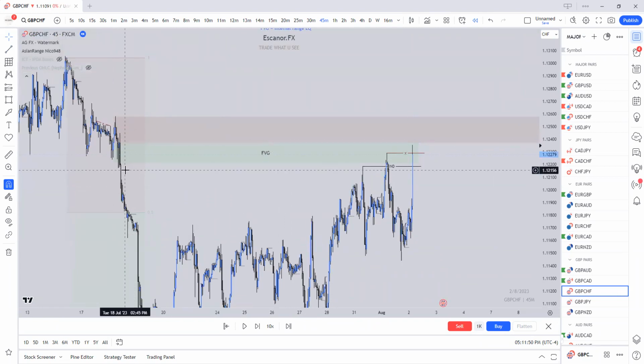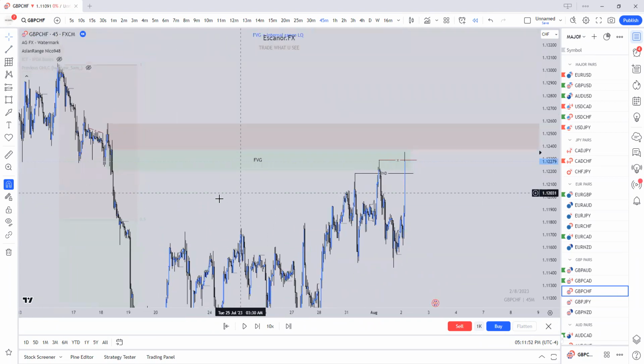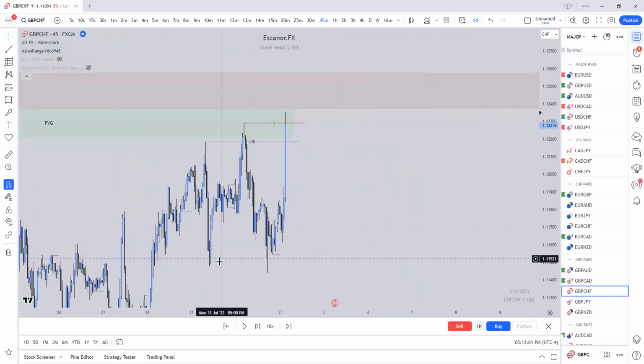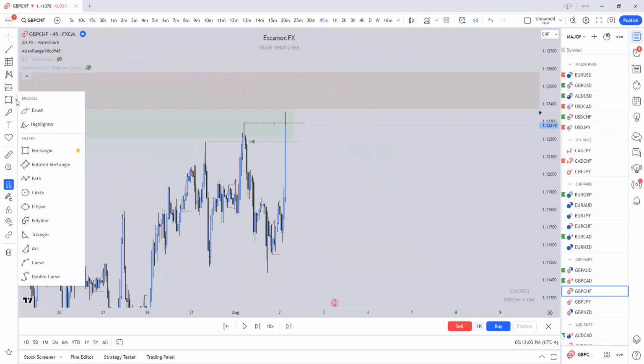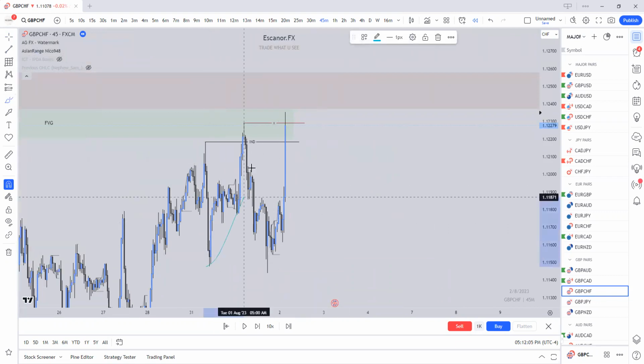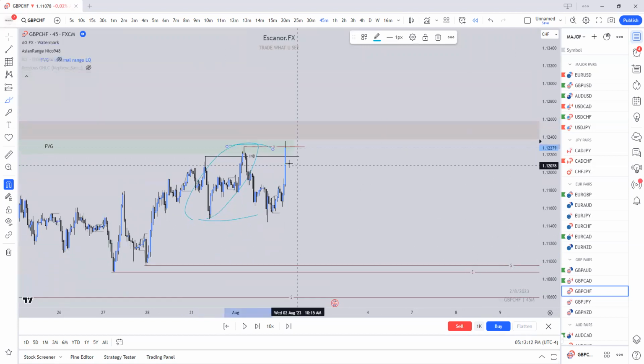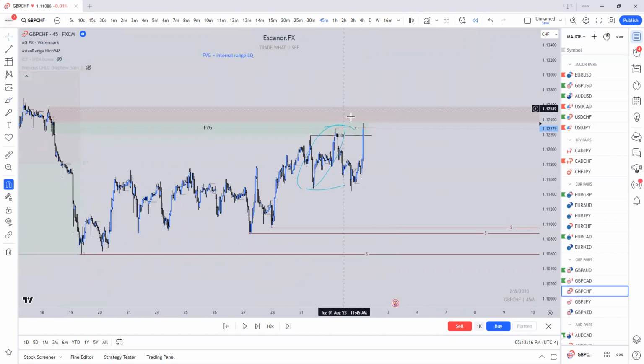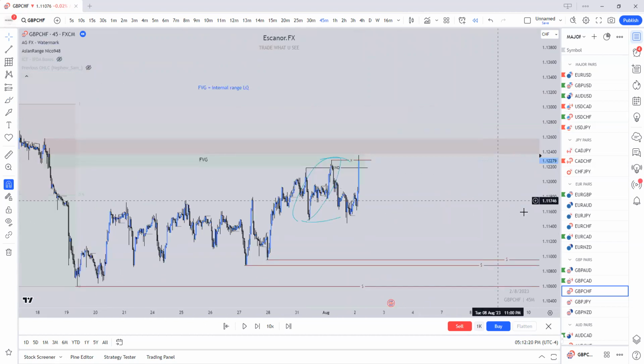We took the internal range liquidity, the filling of the fair value gap. The fair value gap got filled, and we took external range liquidity from this leg here. From this leg only, we took this external range liquidity and this external range liquidity. So now we need to drop to take the higher time frame external range liquidity.